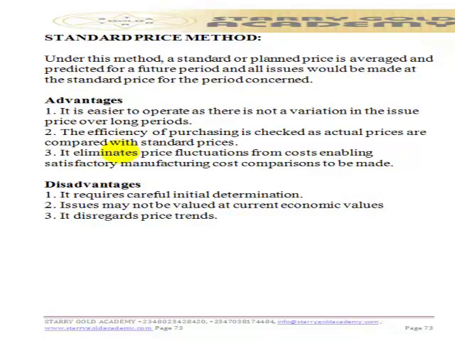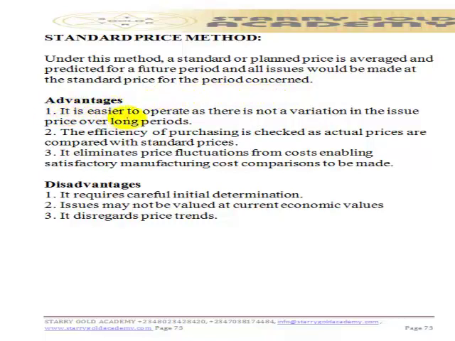Then we have another method known as the standard price method. Under this method, a standard or planned price is averaged and predicted for a future period, and all issues will be made at the standard price for the period concerned. So here what this means is that if issues are to be made, they will be made at a standardized price, which is usually fixed by the company.